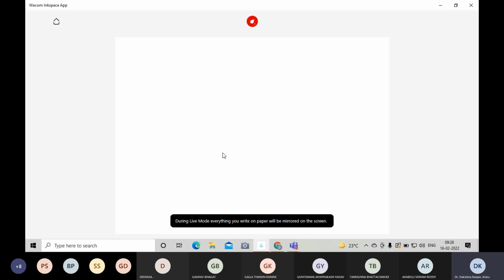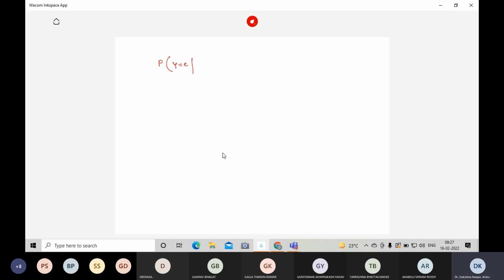Now if we obtain the former information in terms of the latter information, then we can write probability of y equals to c given feature vector x equals probability of x given y equals to c and probability of y equals to c and probability of x.